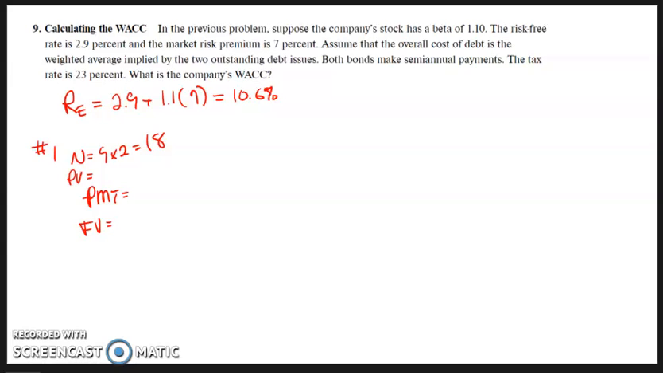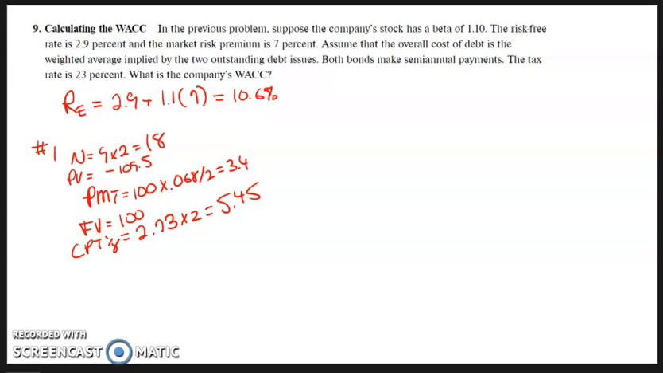So the PV is the price, 109.5. Payment is 100 times the coupon rate, 0.068, and then we divide that by 2, so that's 3.4. Future value is 100, and we compute I/Y, and that's 2.73 semi-annual rate. So we multiply by 2, and we get 5.45.